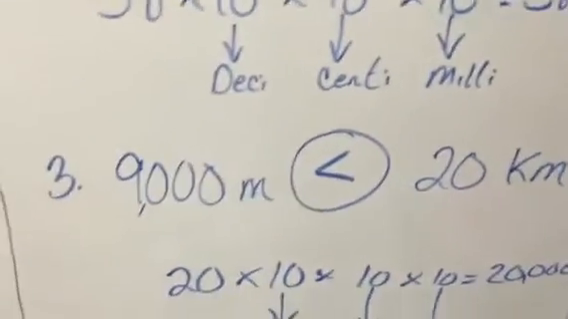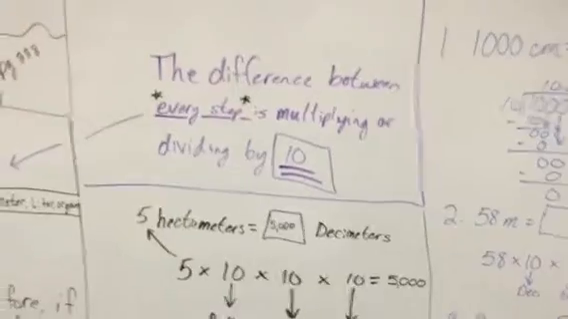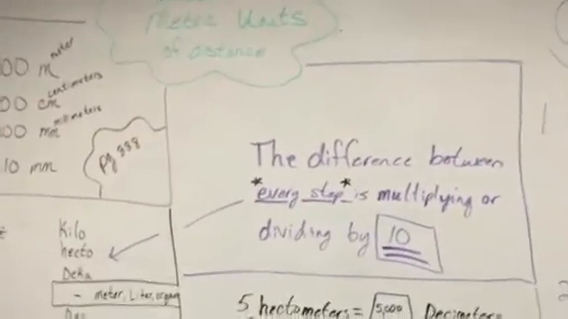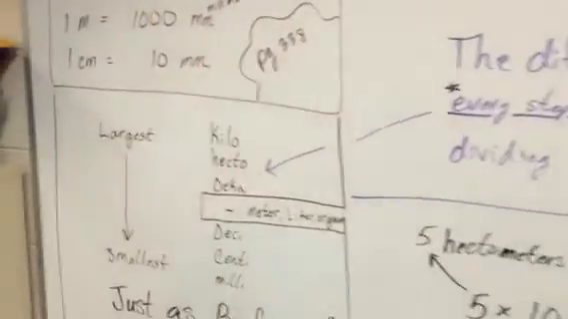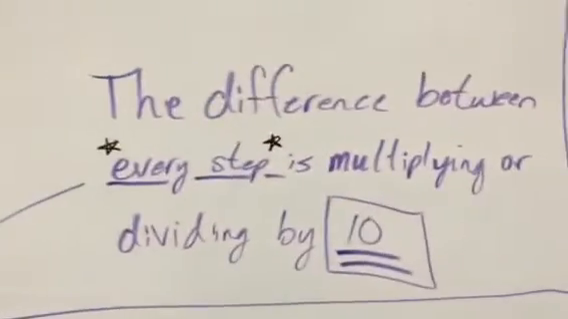Since 20,000 meters is greater than 9,000 meters, my arrow points open this way, which means that this is the bigger one. Now I know this is going to be confusing because this is the first time you're looking at the metric system. So if you have any questions, I highly recommend watching the video again and focusing on this page, or this part of it, and this part of it.